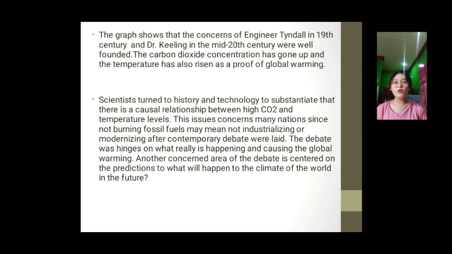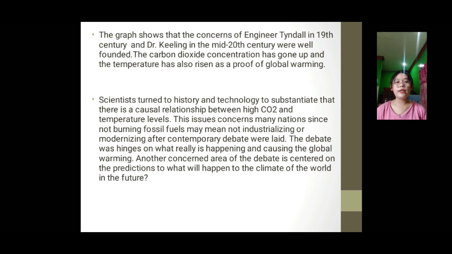First, the graph shows that the concerns of Engineer Tyndall in the 19th century and Dr. Keeling in the mid-20th century were well-founded. The carbon dioxide concentration has gone up and the temperature has also risen as proof of global warming. Second, scientists turn to history and technology to substantiate that there is a causal relationship between high carbon dioxide and temperature levels. These issues concern many nations since not burning fossil fuels may mean not industrializing or modernizing. Contemporary debate was laid out. The debate was hinged on what really is happening and causing global warming.